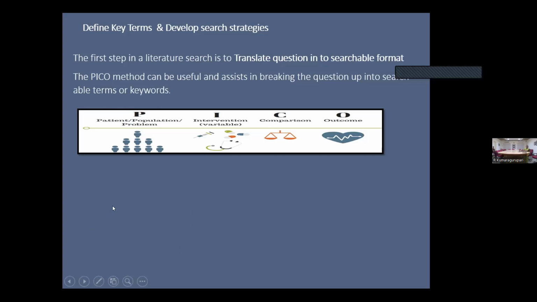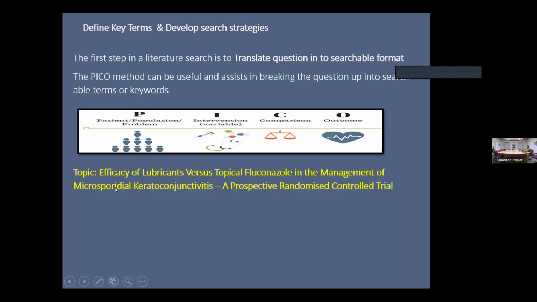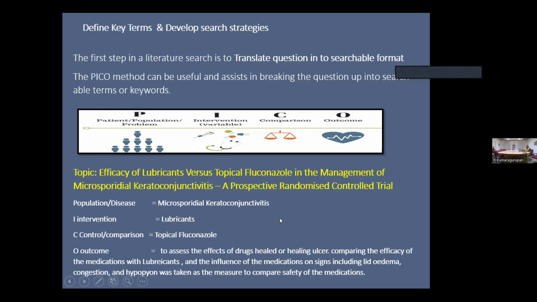So here is the one topic I have given as an example: efficacy of lubricant versus topical fluconazole in the management of microsporidial keratoconjunctivitis. This is the topic. First, what is the disease? Here it is microsporidial keratoconjunctivitis. Intervention is lubricants, and topical fluconazole is the comparison. Then you have to decide the outcome, which is the best part, and also what problems will come from using this medication. So all that you have to decide, and then you have to keep it.